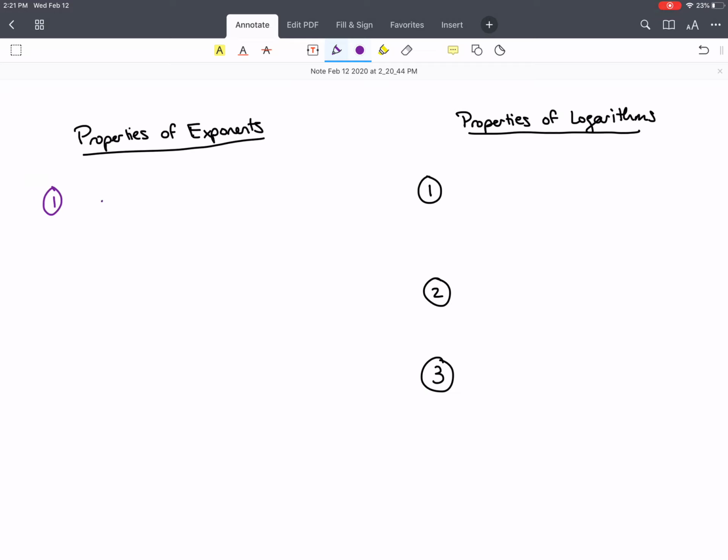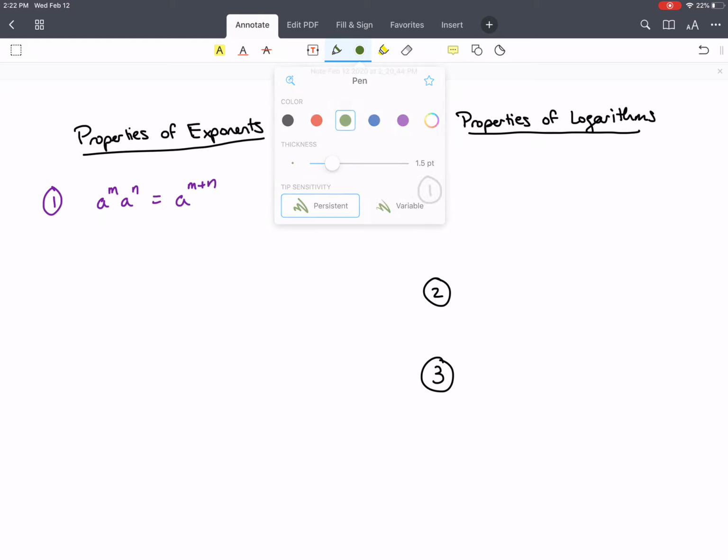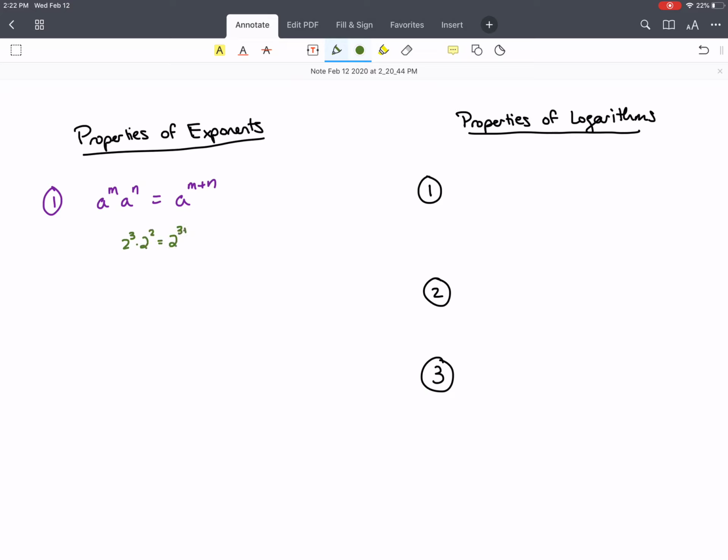So the first property of exponents that we're going to talk about is, just to remind, if we take the product of 2 powers, we can just sum the exponents. So for example, if I have 2 cubed times 2 squared, that's 2 to the 5th power. That's because I'm just multiplying 2 by itself 3 times, then 2 times, so I multiply 2 by itself 5 times in the end.